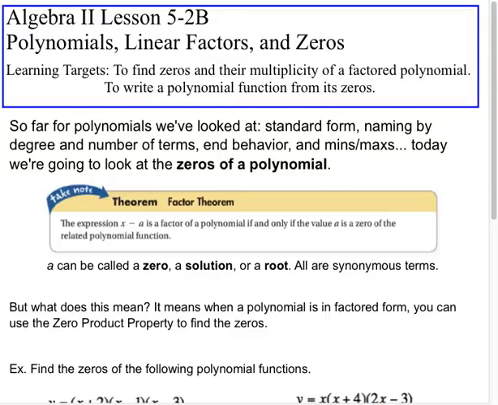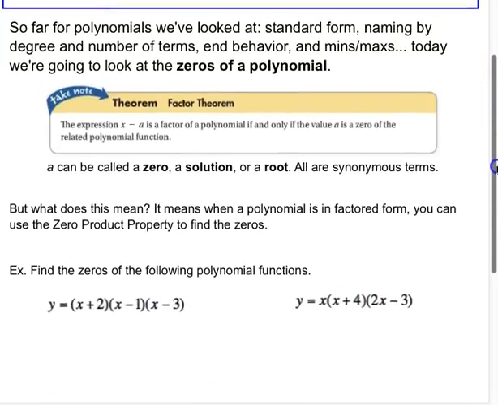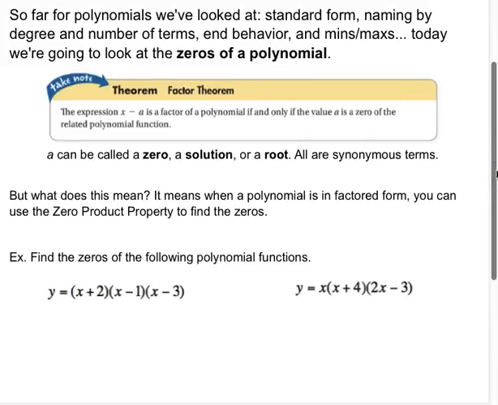All right, now the zeros of a polynomial actually has many terms. We can call it a zero, a solution, a root. Those all mean the same thing. They're synonymous for finding that same thing, just depends on how you're looking at it, okay? A solution is when you're trying to find the solution to the equation. A zero is when you're looking at the function graphically. So it depends on just how you're looking at it.